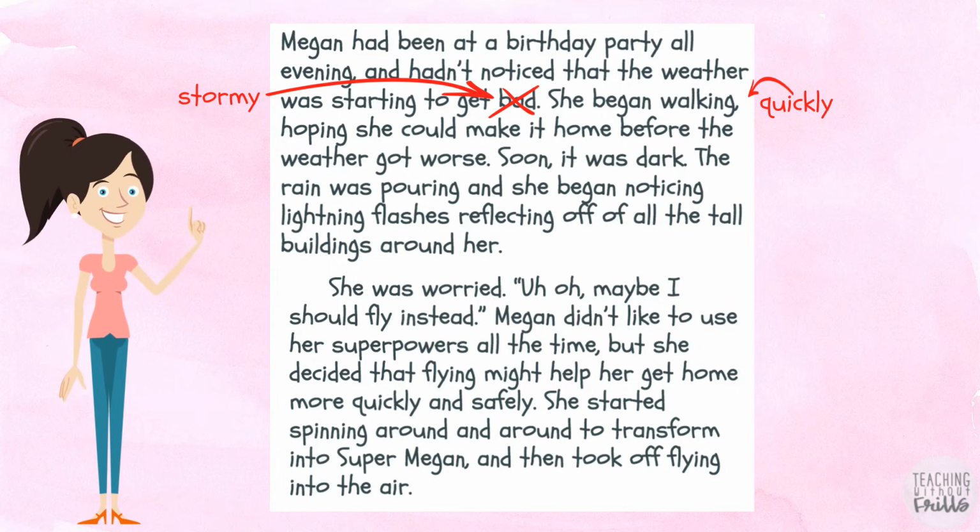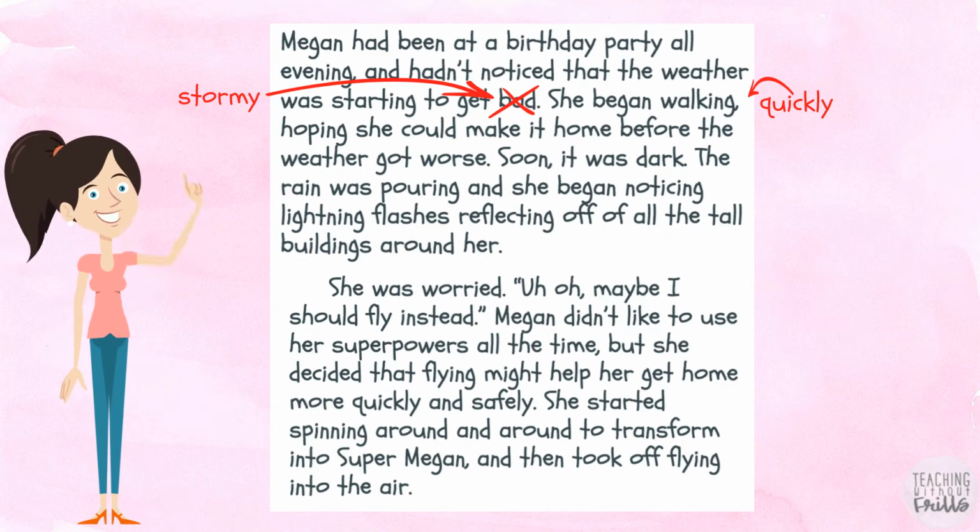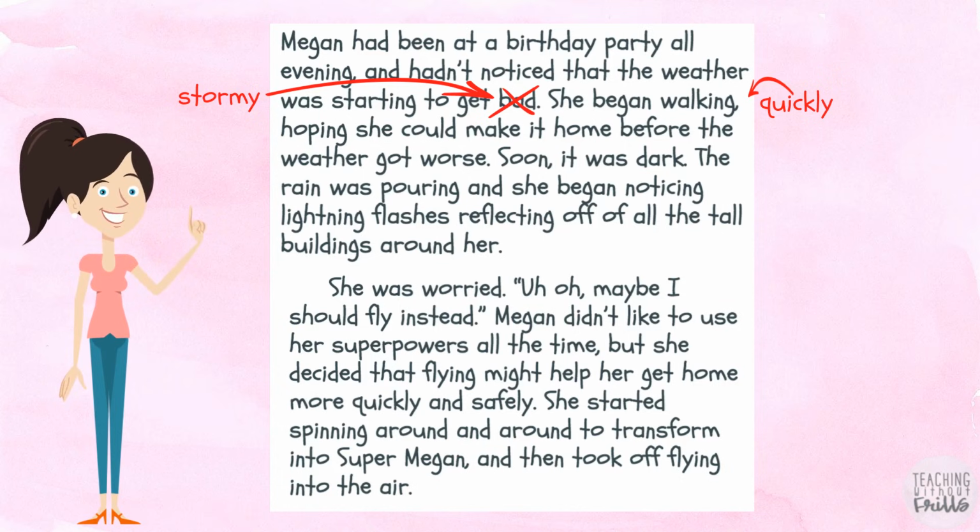Soon it was dark. The rain was pouring, and she began noticing lightning flashes reflecting off of all the tall buildings around her. This part sounds kind of wordy and confusing. I'll just change began noticing to saw, so it's easier to understand.